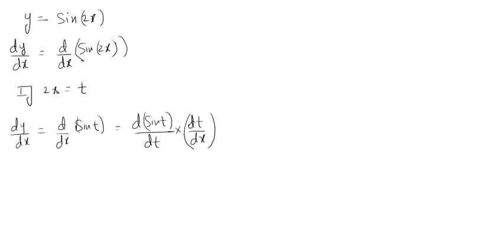Now, what I have done here, because I know the derivative of sine x, I do not know the derivative of sine of 2x. So I will try to convert it in the form of sine of some variable. So I have assumed that 2x is equal to t. I have introduced a new variable here, which is t. So t is equal to 2x. So dt by dx. What is dt by dx? Dt by dx will be equal to 2.